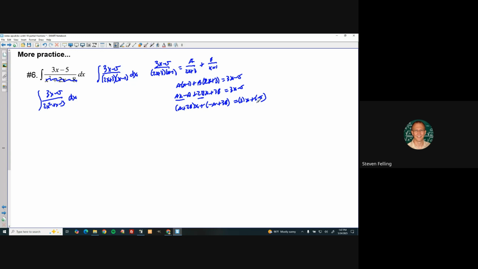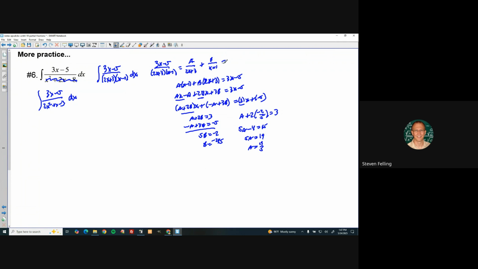So my system would be matching the x's, a plus 2b equals 3, and negative a plus 3b would equal negative 5. If we add these together, we get 5b equals negative 2, so b is negative 2/5. And then back substituting, a plus 2 times negative 2/5 equals 3. Let's multiply everything by 5, so it's going to be 5a minus 4 equals 15. So 5a equals 19, so a would be 19/5.